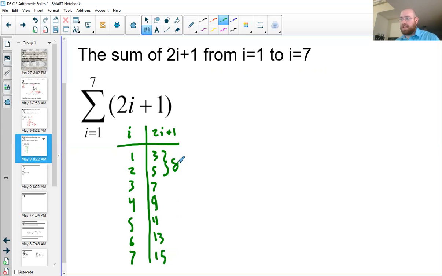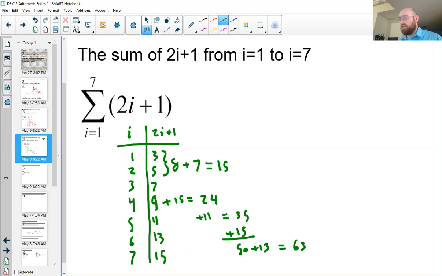3 and 5 is 8, plus 7 is going to be 15. Then 9 plus 15 is going to be 24, plus 11 is going to be 35. Now I'm going to add the 15 next, because that's going to give me a solid 50. And then when I add 13, we get 63. So this whole series is equal to 63.